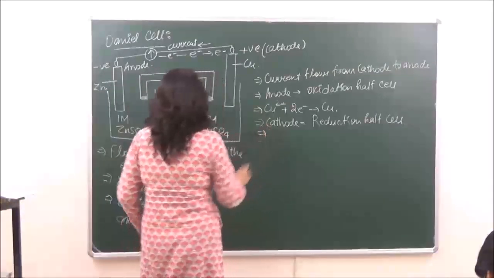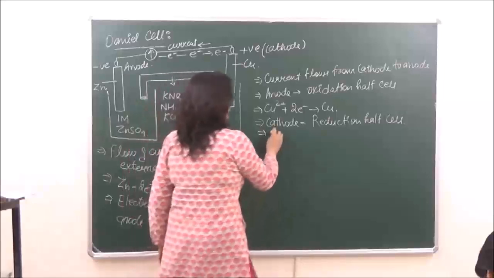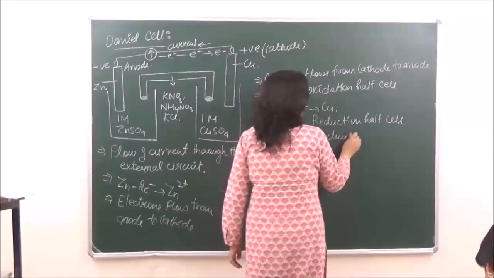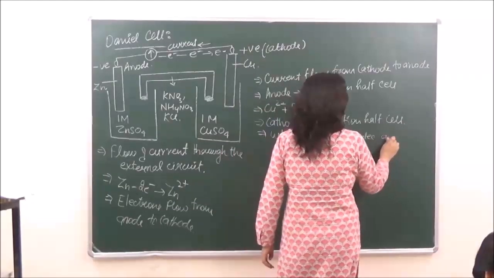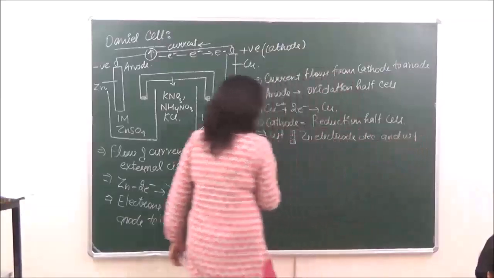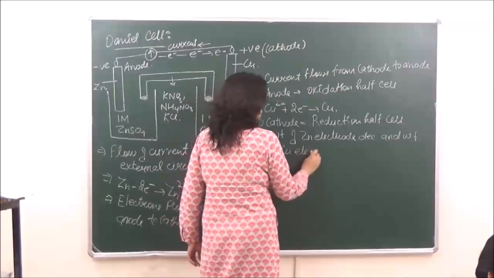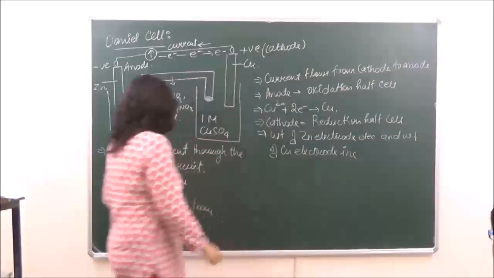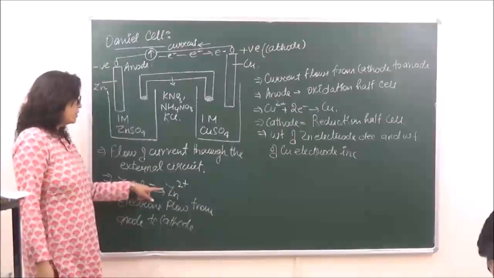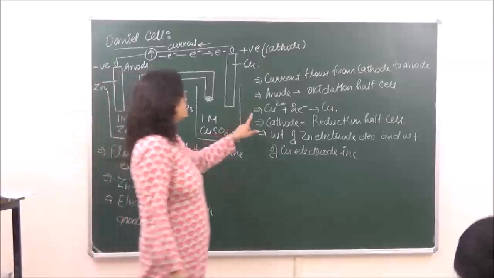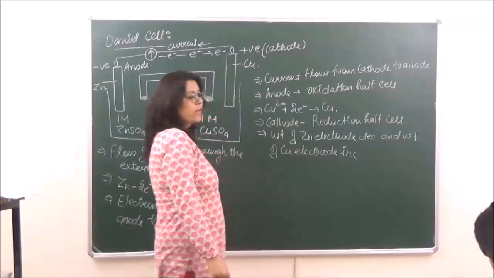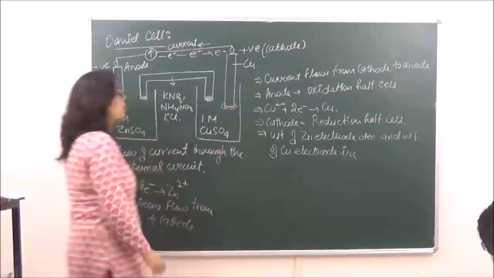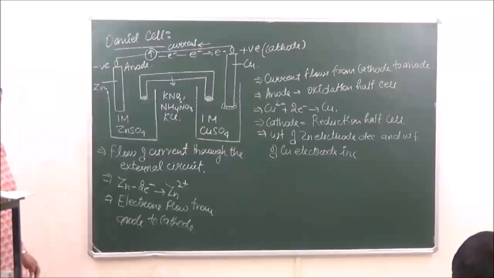Slowly and gradually we observe that the weight of the zinc electrode decreases and the weight of the copper electrode increases. Why? Because over here zinc is losing 2 electrons to go into the Zn2+ state, whereas over here Cu2+ is gaining 2 electrons to get copper. So slowly and gradually we can see that copper starts getting deposited at the copper electrode.